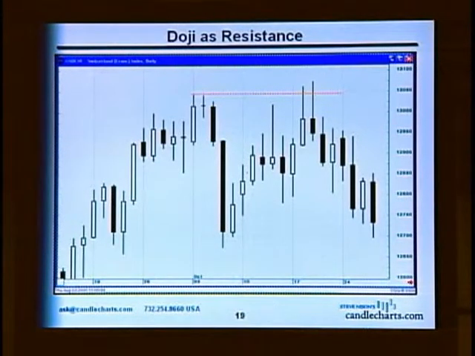Doji is resistance. Now, this Doji is resistance. I've circled that Doji, in case you didn't see it, let me do it again on this slide. And the reason I've circled that Doji is to bring out a very important aspect.